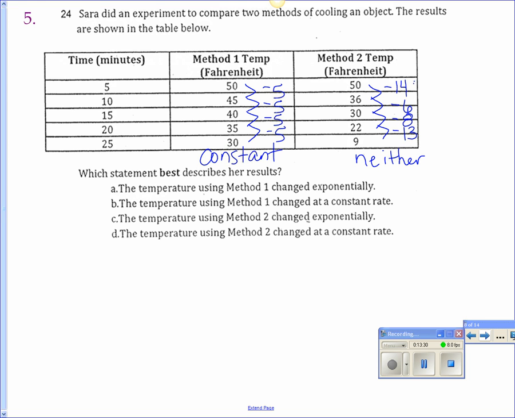All right, so let's look. A says the temperature using method 1 changed exponentially. Is constant exponential? No. The temperature using method 1 changed at a constant rate. Is that true? Yep. Okay.